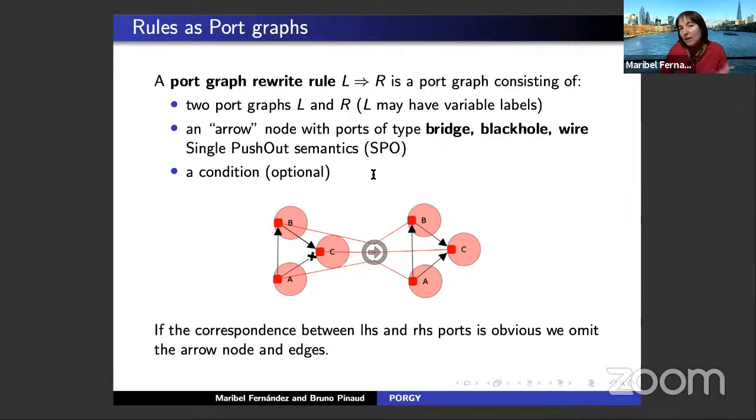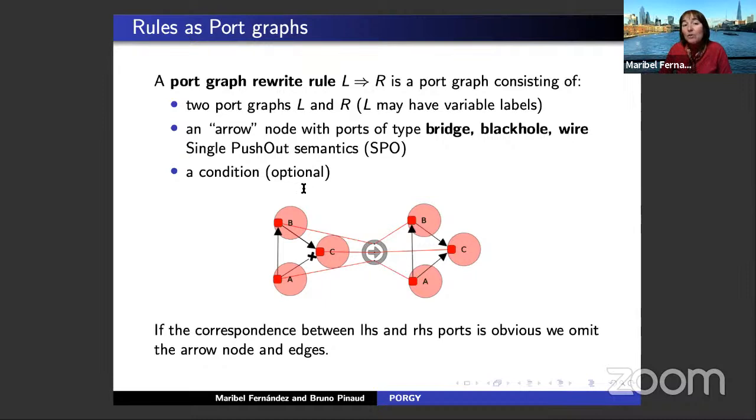In the single pushout, it's simply by default. So if you do not map a port from the left to the right, it would automatically mean that anything connected to that port will disappear, will be deleted. Here we just explicitly put it as a black hole port. We have another kind of port, but we are not going to use it in the example, so I'm not going to talk about it now. We call it wire. For more information, we can give you pointers later on.